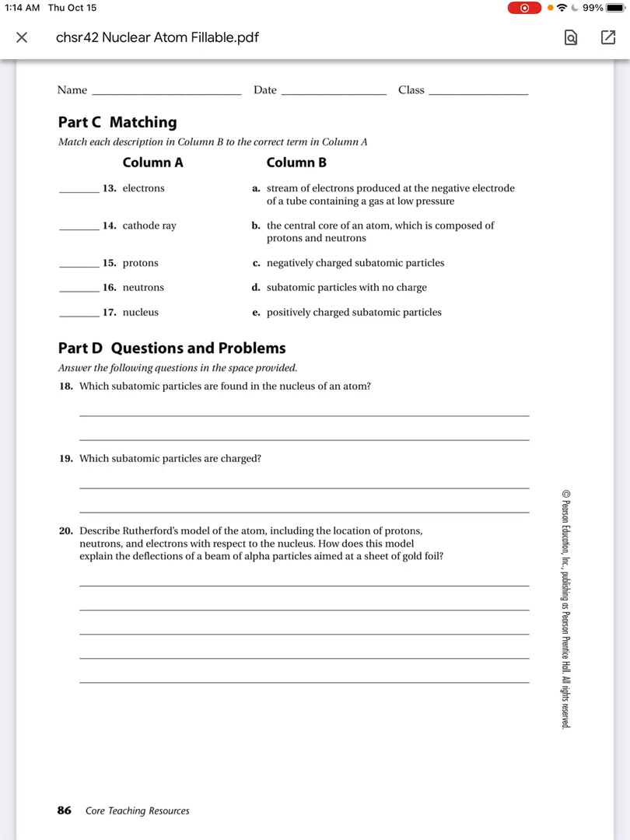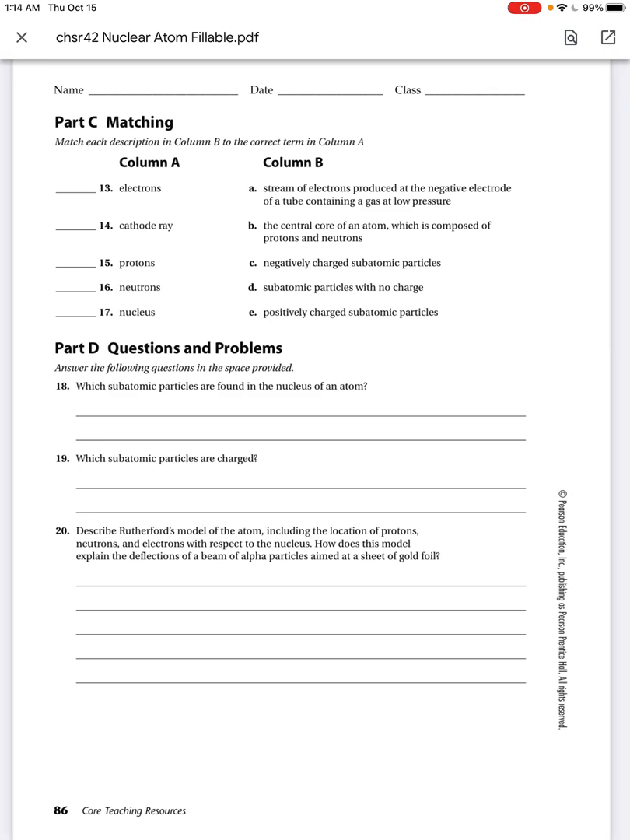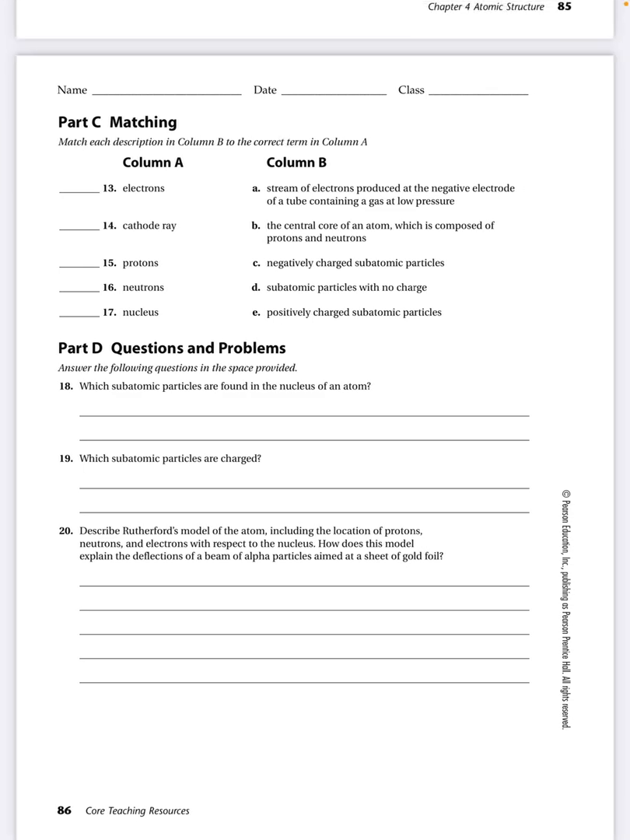subatomic particles have mass: protons and neutrons. Electrons, for our purposes, because they're only 1/1840th the mass of a proton or neutron, basically have no mass. And, of course, the electrons have the negative charge, and the protons have the positive charge, therefore question 19. And the nucleus contains, of course, the protons and the neutrons in a very small but very dense center.